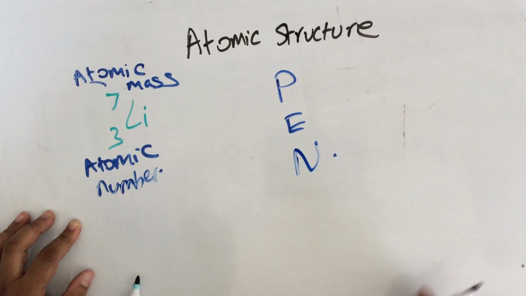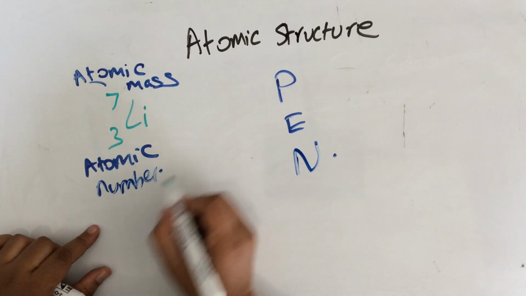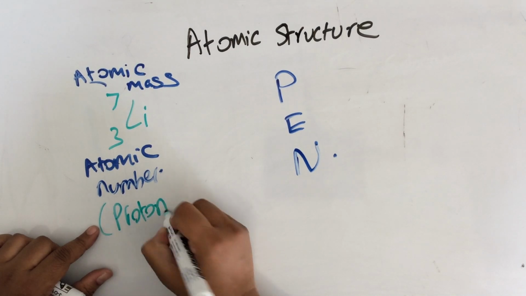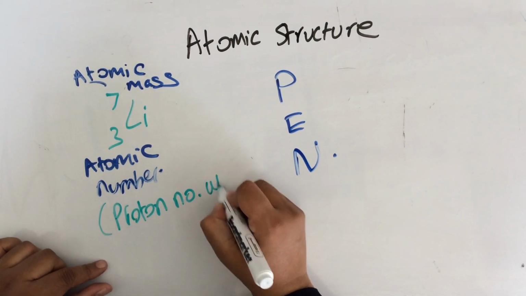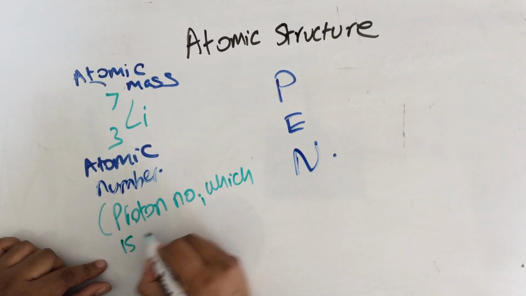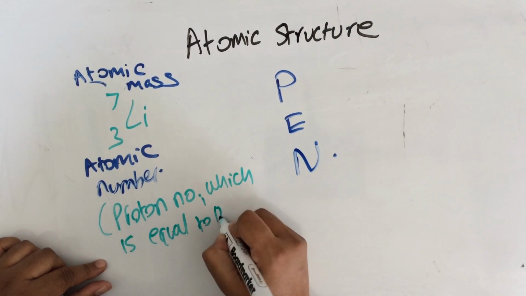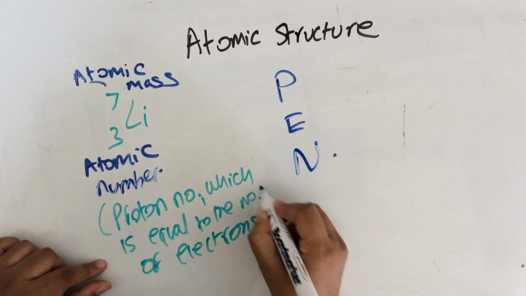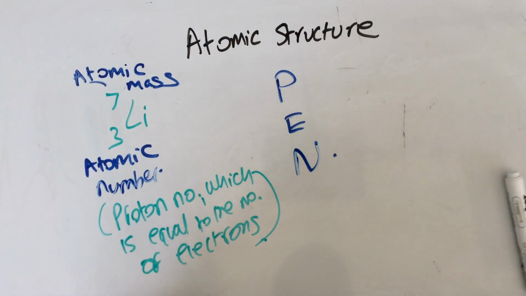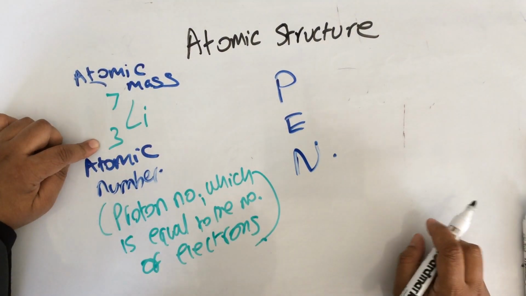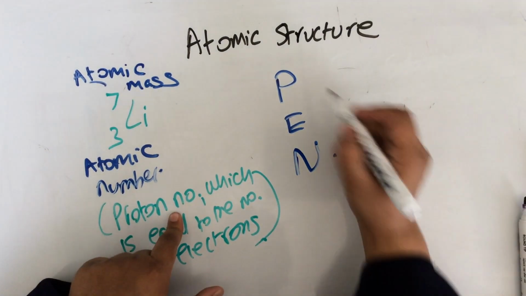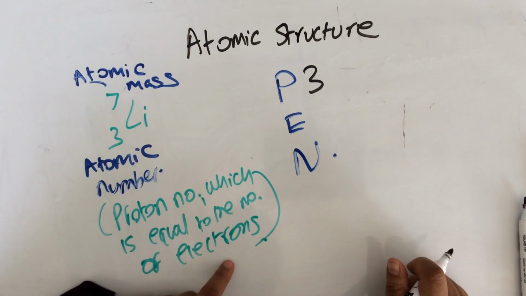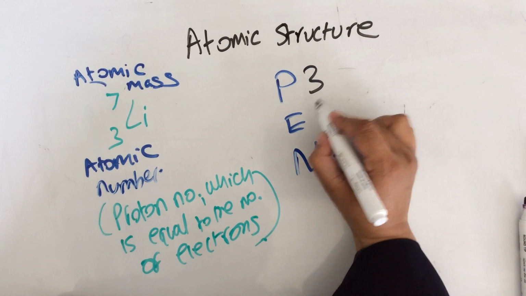The atomic number is equal to the number of protons. So the atomic number is basically the proton number, which is equal to the number of electrons. So if we know that information, we can see here the atomic number is 3, so the proton number is going to be 3, and we said that the proton number is equal to the number of electrons, therefore the electron number is going to be 3.